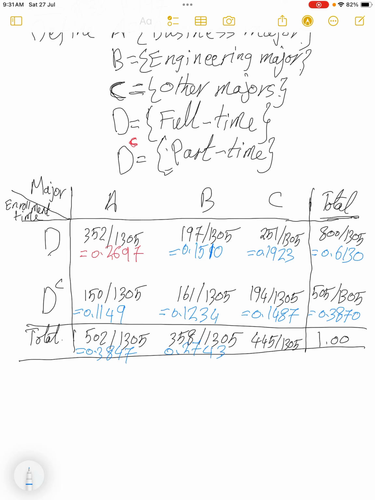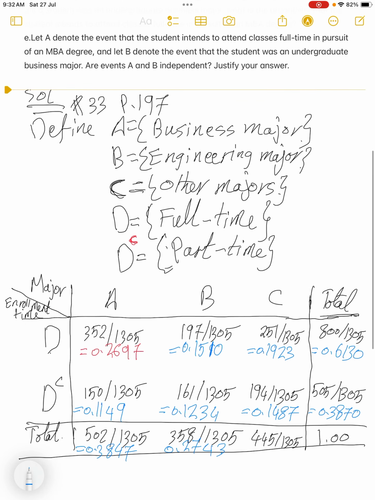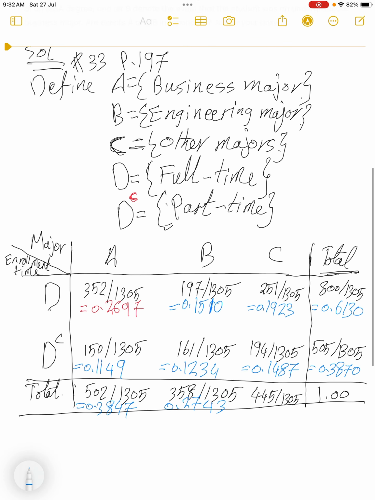Here, 161 divided by 1305, it will be... and 358 divided by 1305 is 0.3, and also 445 divided by 1305 equals 0.341.